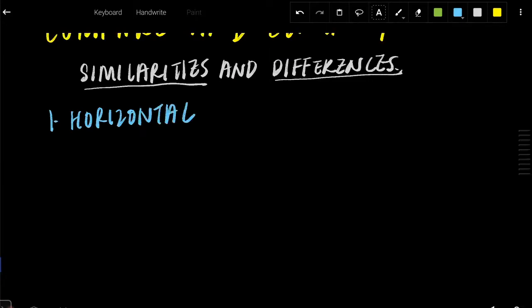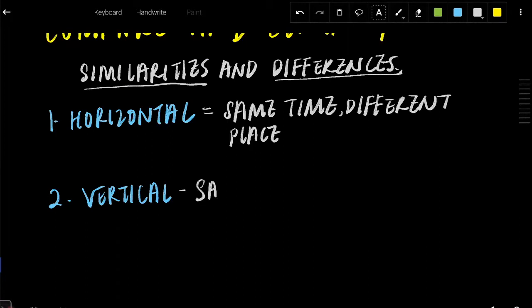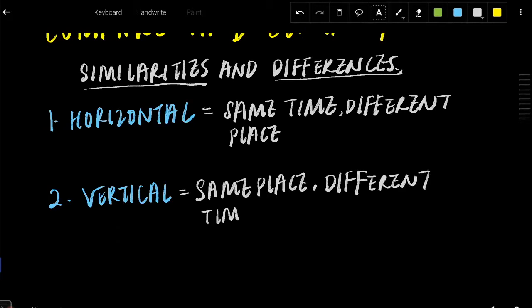There are several levels for comparison. The first is horizontal, while the second level is vertical. What are the differences? For horizontal, we compare the same time period but across different places. As for vertical, we compare the same place in different periods of time. What do we mean by that? I'll give you some examples to make it clearer.